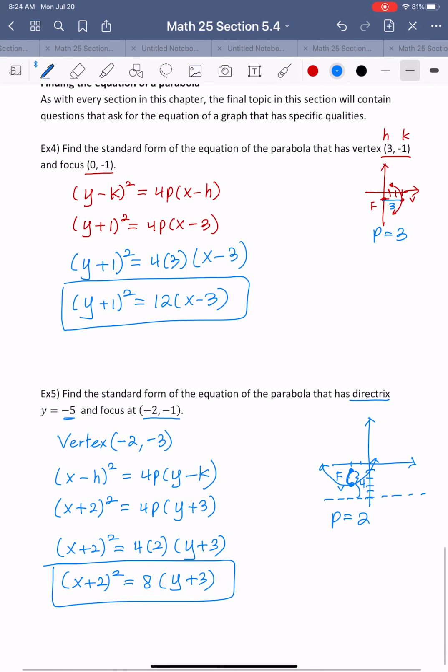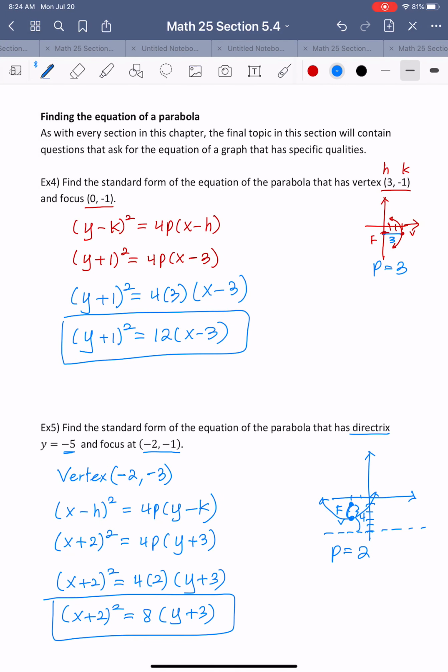Okay, all right. So that's all for the parabola. So as you noticed, it looked different than what we used to do when graphing the parabola.